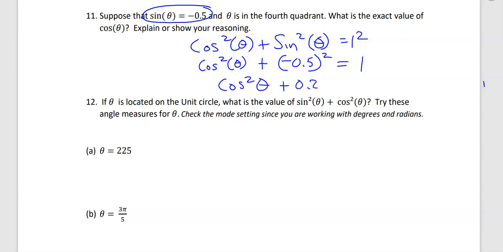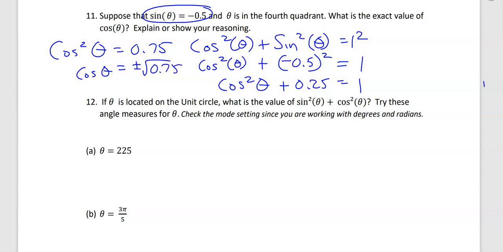So this is 0.25 plus cosine squared theta equals 1. Let's subtract 0.25 from both sides. Cosine squared theta is equal to 0.75. And then to get cosine theta, we have to take the square root of this. So the square root of 0.75 is 0.866. And we're in the fourth quadrant, which makes x positive.